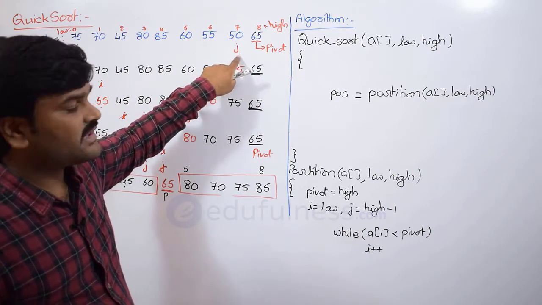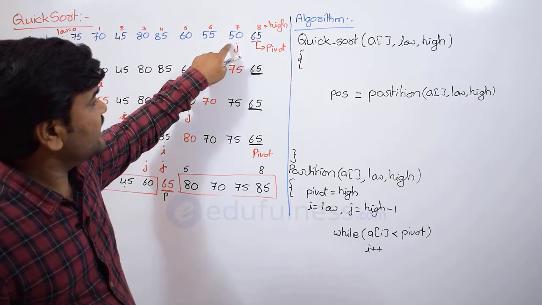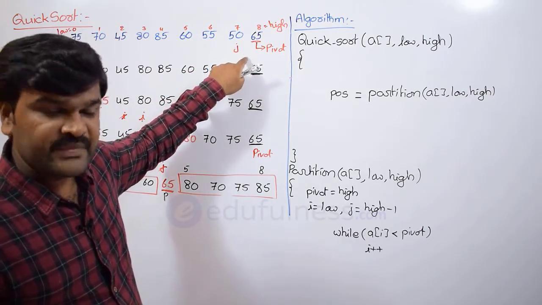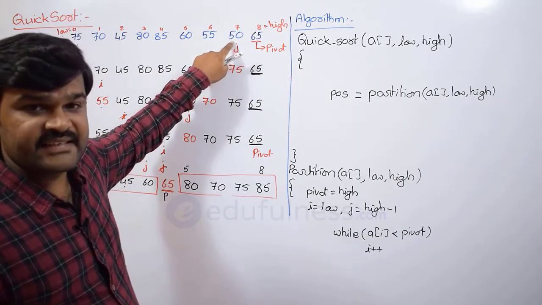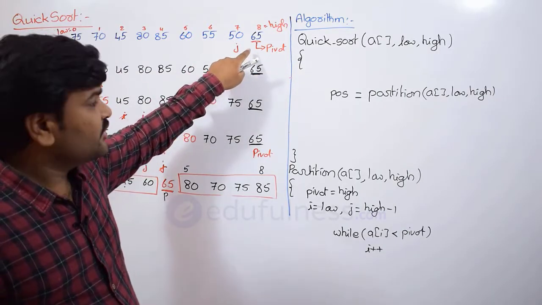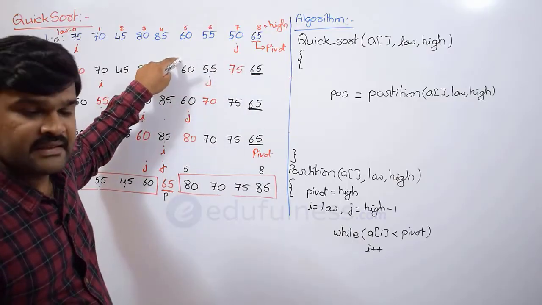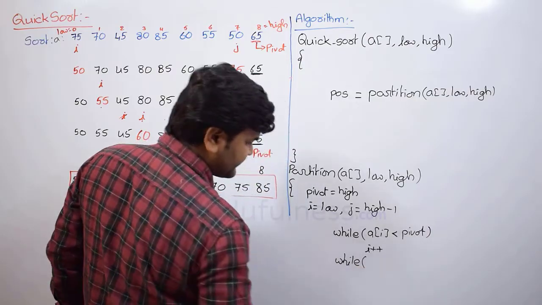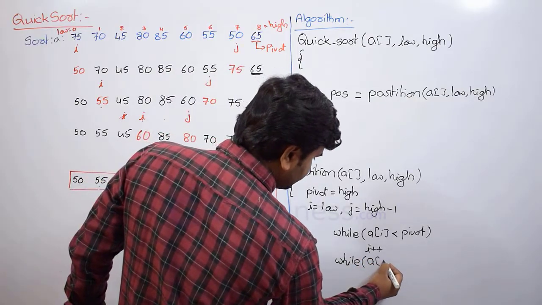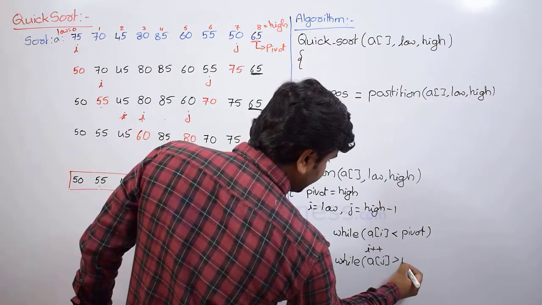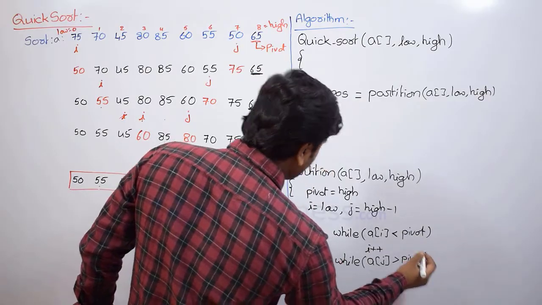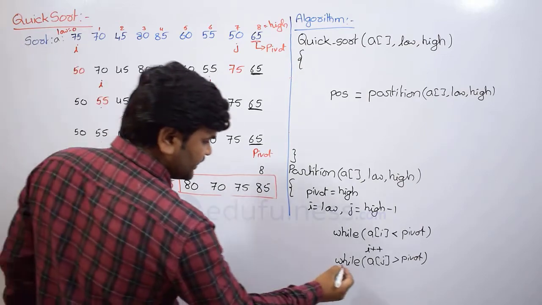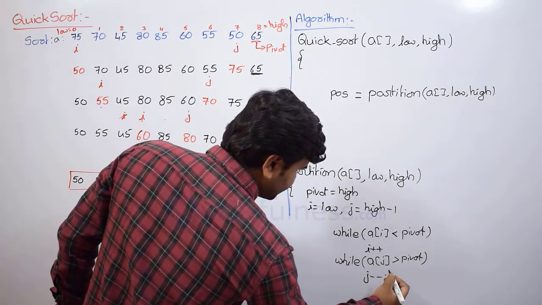In case of j, what we did actually: if this one is less than pivot, you have to stop. If this element A of j is greater than pivot, you have to go backward. So the same while loop: if A of j is greater than pivot, you have to continue, that means move backward, that means j is going to the next step. So that is what j minus minus I am doing.